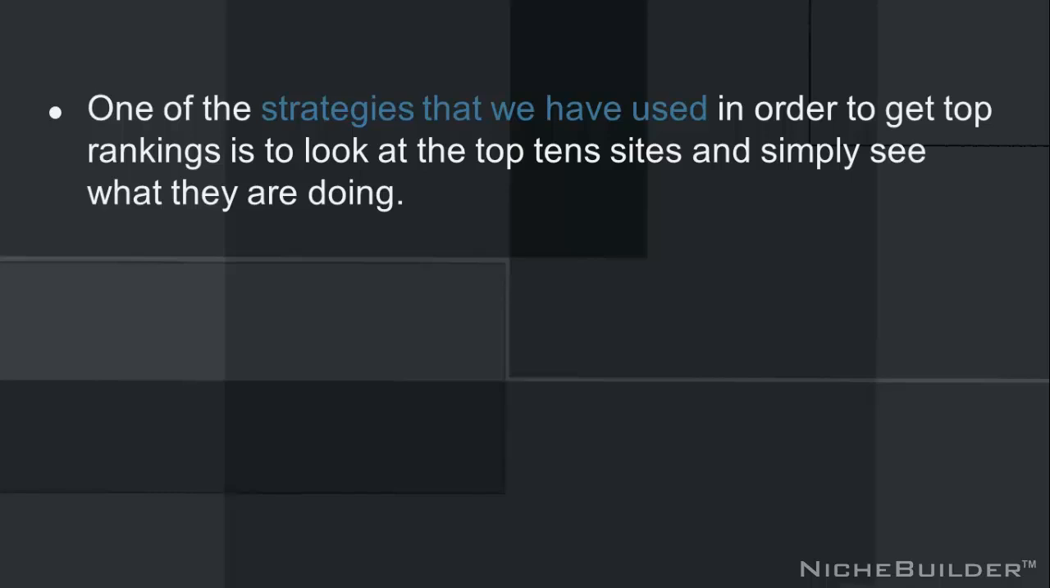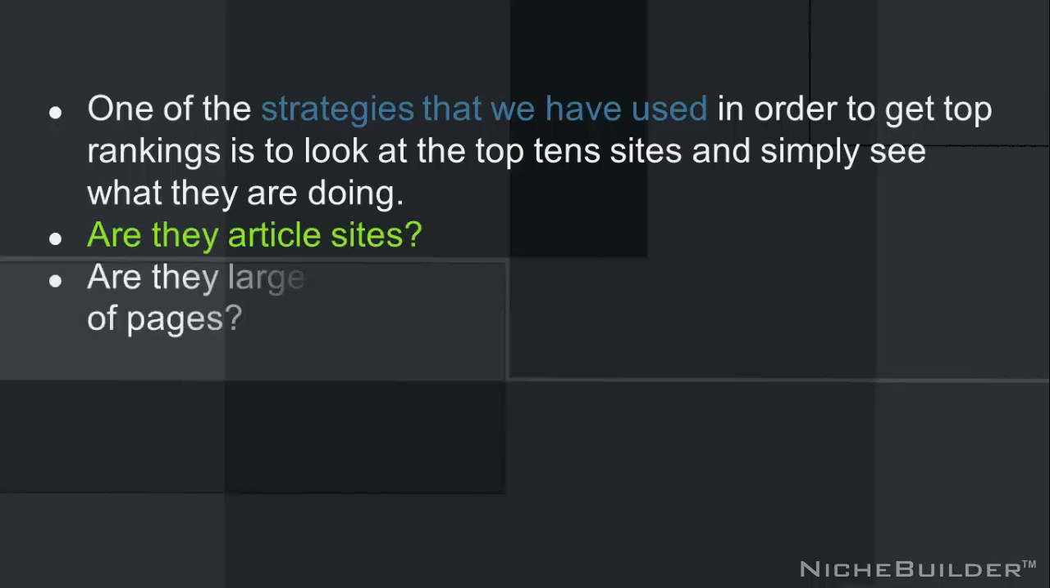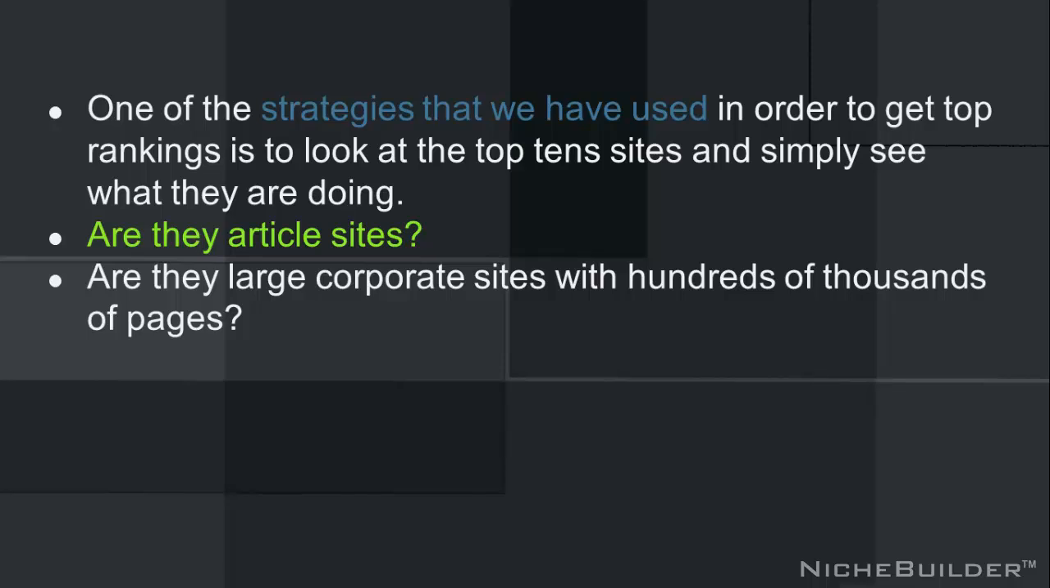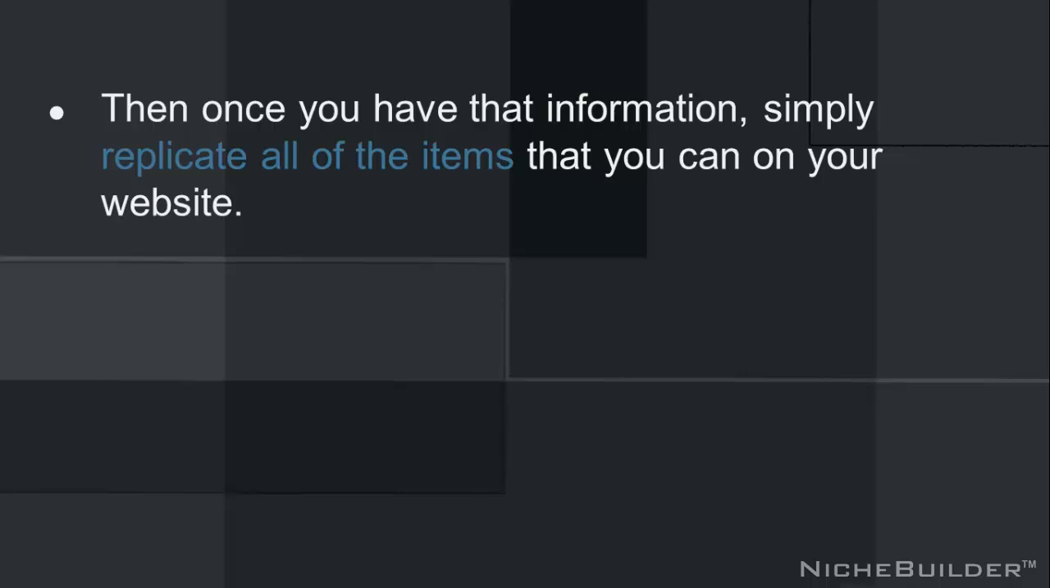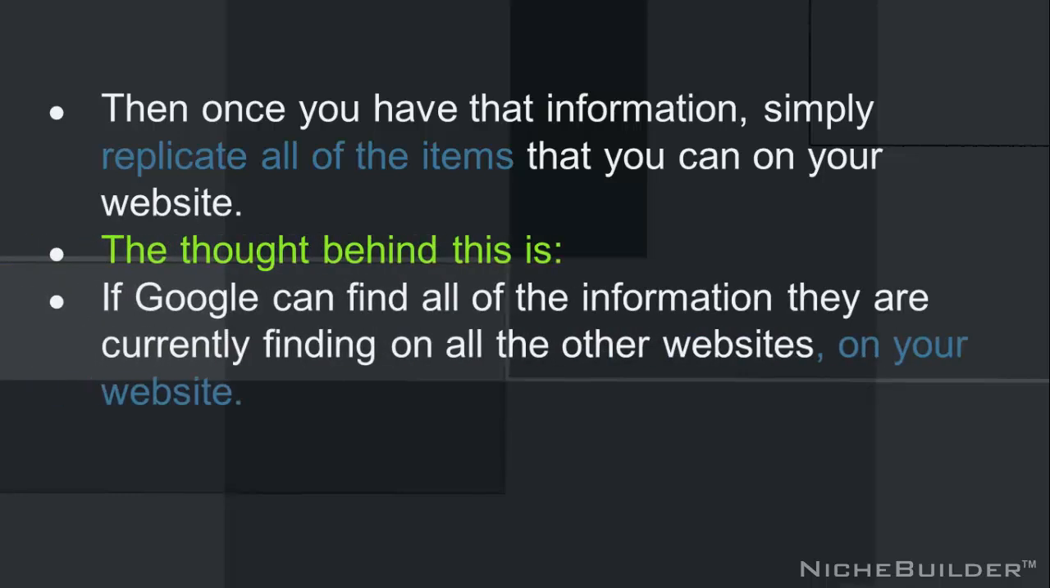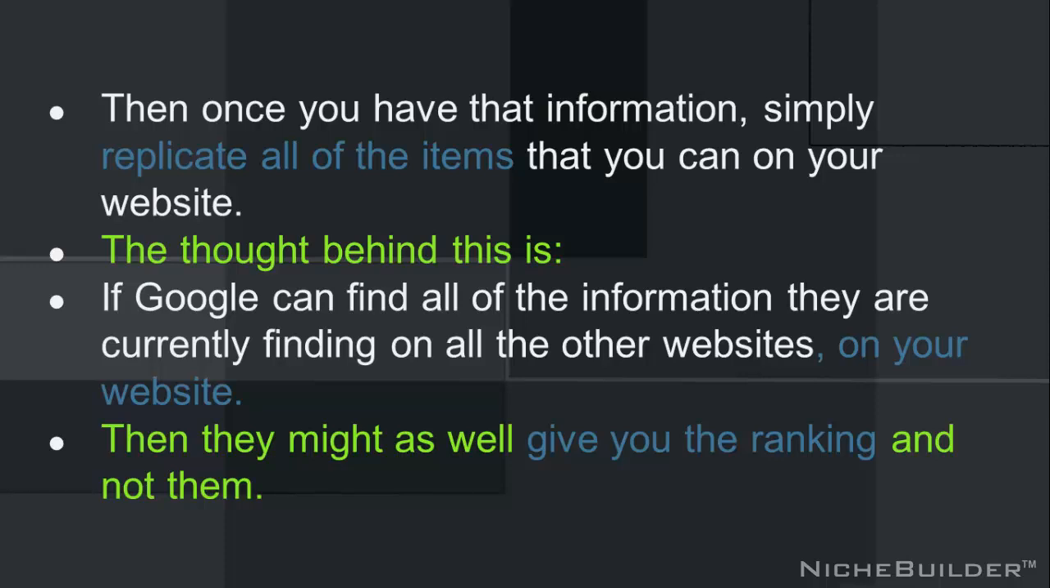One of the strategies that we've used over the years in order to get top rankings is to look at the top 10 sites and simply see what they're doing. Are they article sites? Are they large corporate sites with hundreds of thousands of pages? What type of additional content are they offering the user that they may not be able to find anywhere else? Then once you have that information, simply replicate all of the items that you can on your website. The thought behind this is, if Google can find all the information they're currently finding on all the other websites on your website, then they might as well give you the ranking and not them.